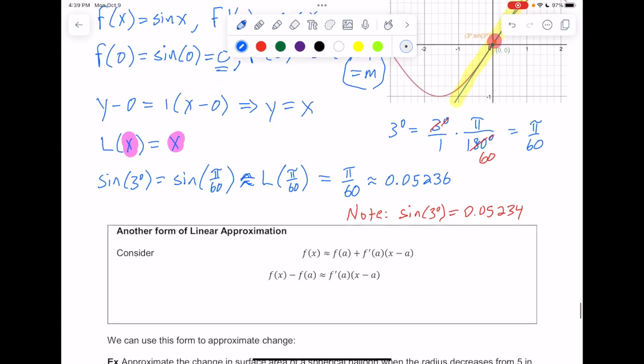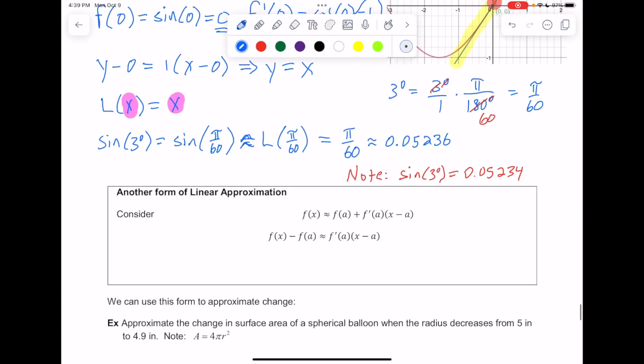All right, hopefully we can find some other uses besides broken calculator uses, and here comes one. So another form of linear approximation says, take this formula and take the f of a and move it back to the left by subtracting it from both sides.